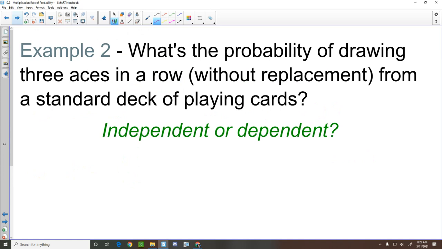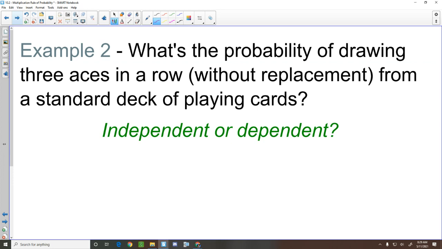All right, how about this one? What's the probability of drawing 3 aces in a row without replacement? So after I draw my first ace, I don't put it back in the deck, right? I draw it and I keep it aside. Then I draw, what's the probability of drawing that second ace? Hold it aside. Then a third ace. Like I'm keeping them in my hands. What's the probability of that occurring?